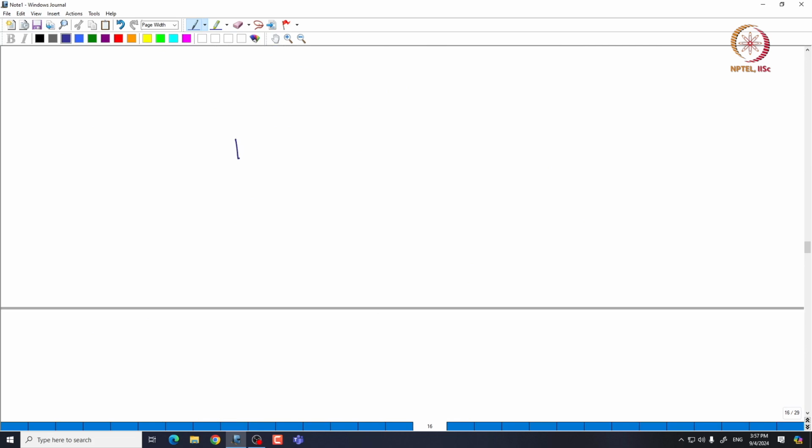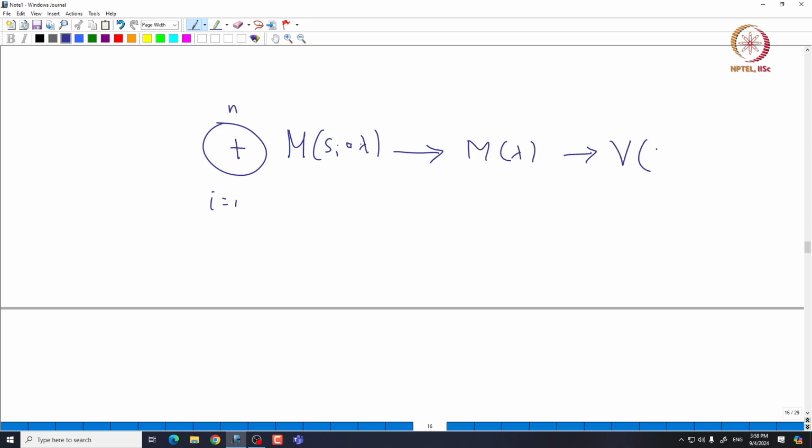This gives you the direct sum of M of Si dot lambda for i ranging from 1 to n, mapping to M of lambda, to V of lambda. These M of lambda are treated as free objects in the category called the BGG category. So then we have started actually building this resolution. Now this is nothing but a sum of free modules.